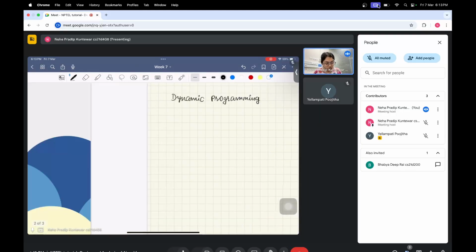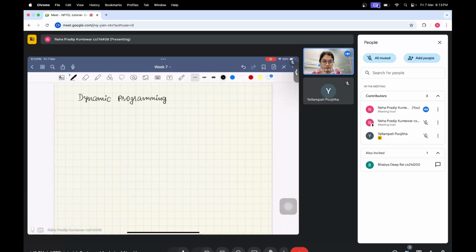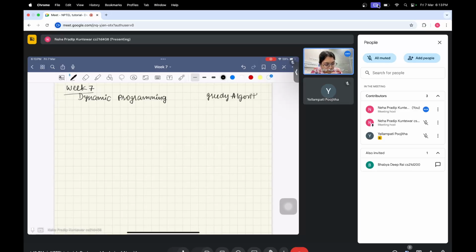Okay. So, welcome to week 7 of the problem solving session for the design and analysis of algorithms course. Last time, we saw this paradigm called greedy algorithms, and we saw how to use this strategy for, say, Huffman coding and so on.